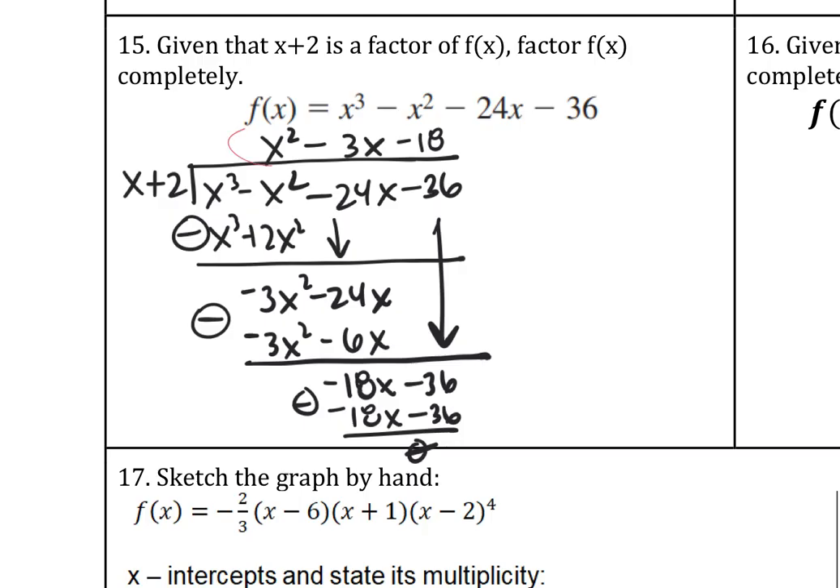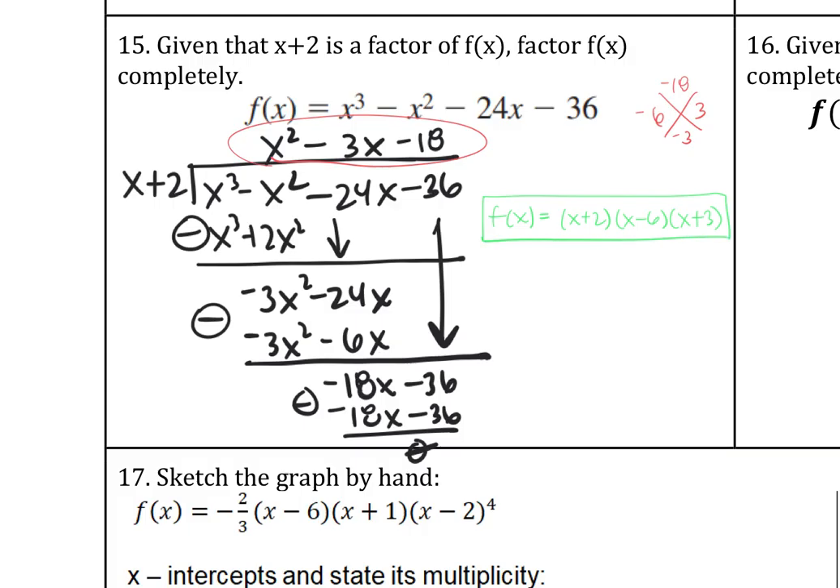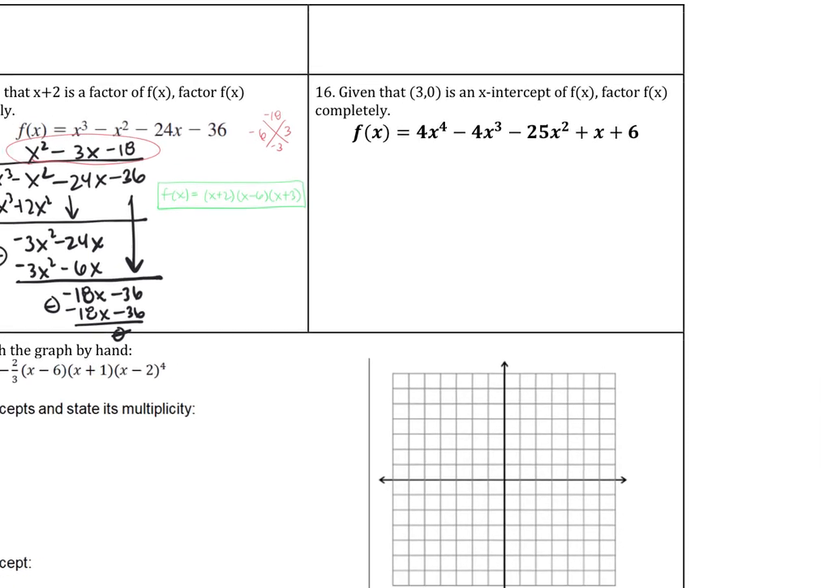Let's factor this further. What multiplies to -18 and adds to -3? We've got 6 and 3, but I need the 6 to be negative. And when it says factor completely, make sure you list all of the factors. So f of x equals x plus 2 times x minus 6 times x plus 3. And we just want to check, since this is a degree 3 polynomial, we should have 3 factors. Let's move on to number 16.